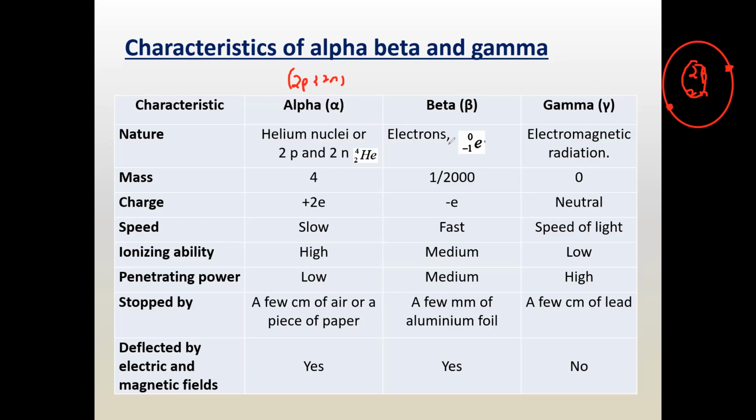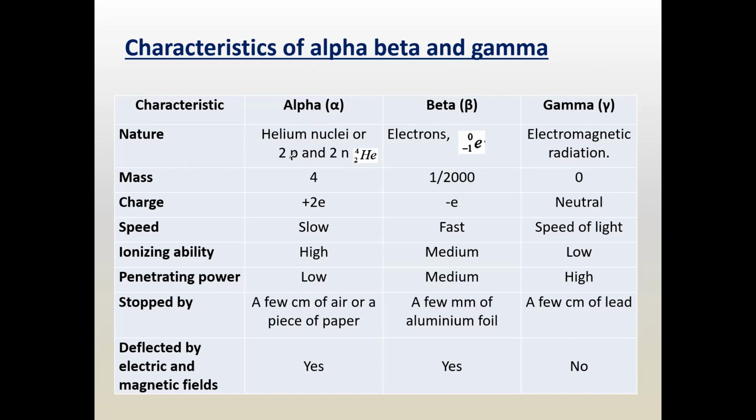Now, what is beta? Beta is actually an electron. And what about gamma? Gamma is not a particle, it is electromagnetic radiation which can travel through vacuum. So basically it is a radiation, or we can say a wave. So alpha is a particle, beta is a particle, but gamma is a wave.